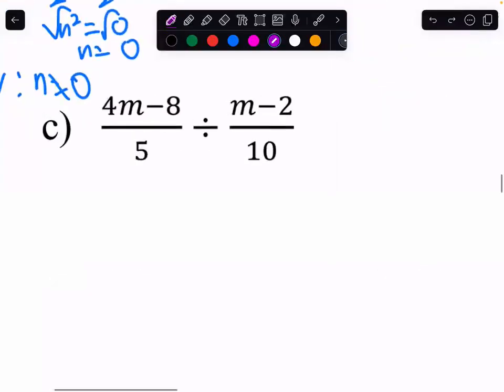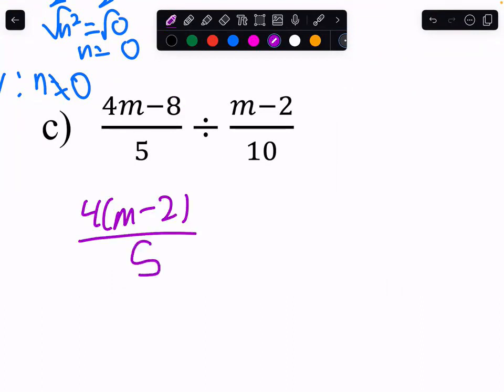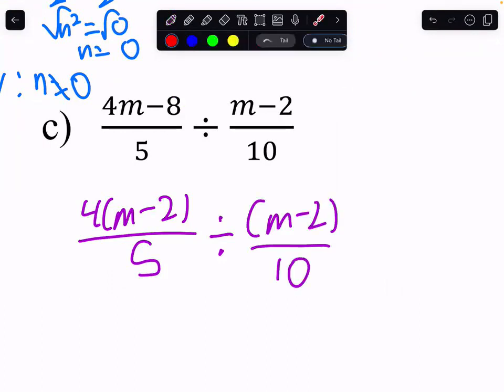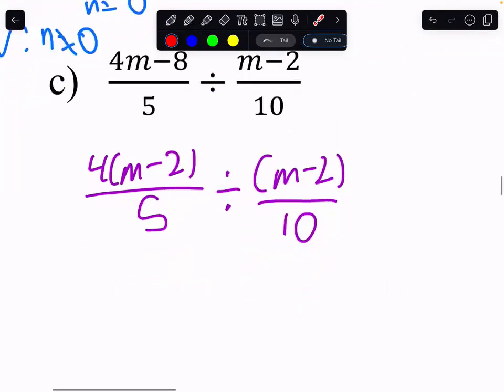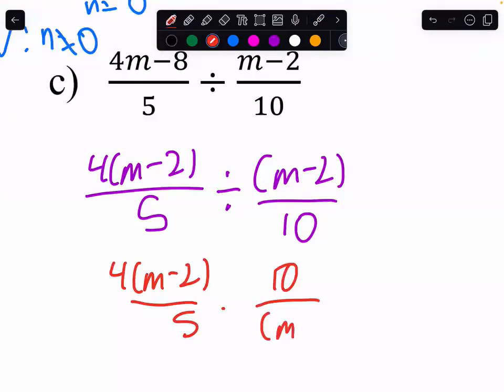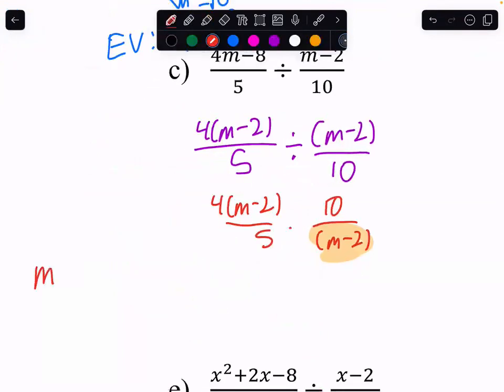Okay, so for letter C, 4m minus 8 has a GCF of 4, so I'll factor that out. 5 is just a monomial, so I'll leave it the same. M minus 2, I'll just wrap in parentheses. The initial denominators have no excluded values. They're both constants. There's no variables. But now when I rewrite as multiplication, I have a new denominator that wasn't there before. So now I'll set the m minus 2 equal to 0, and that shows me that m is not allowed to equal 2.